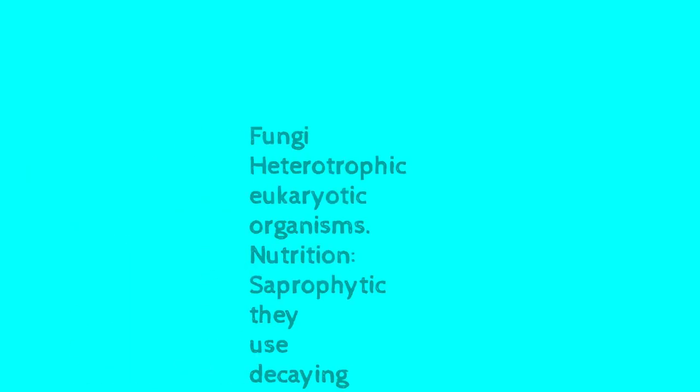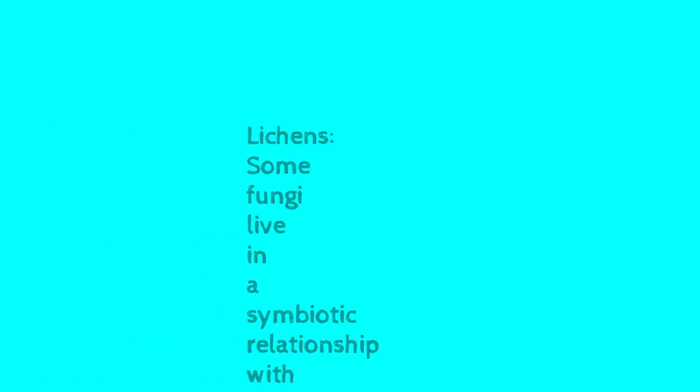Fungi. Heterotrophic eukaryotic organisms. Nutrition: saprophytic, they use decaying organic materials as food. Lichens. Some fungi live in a symbiotic relationship with cyanobacteria. They are called lichens. The algal part provides food and the fungal part provides minerals and substratum.